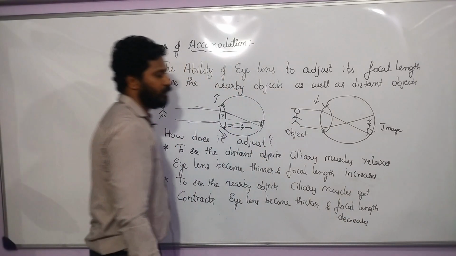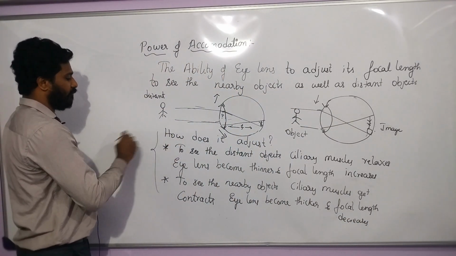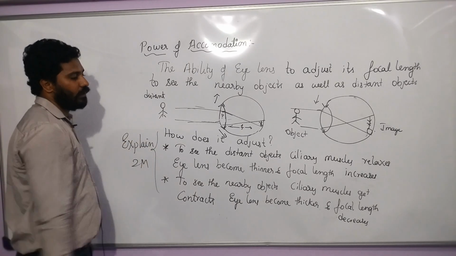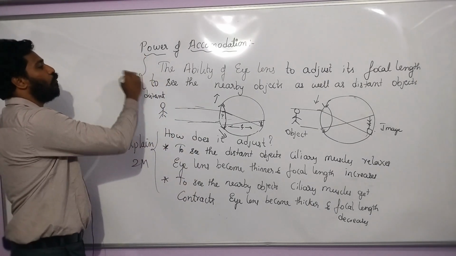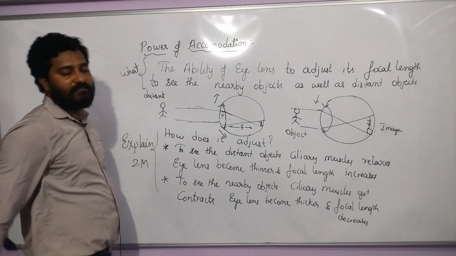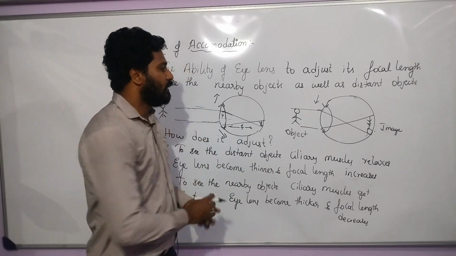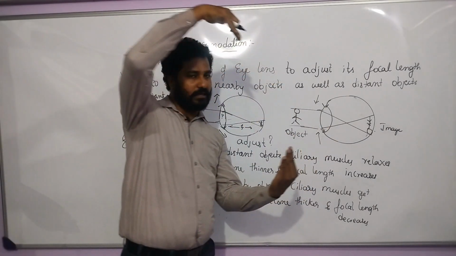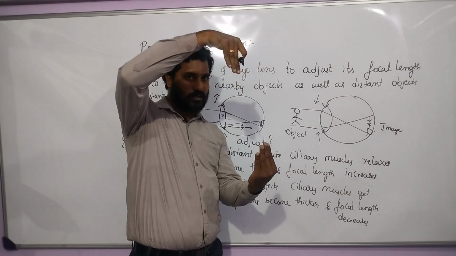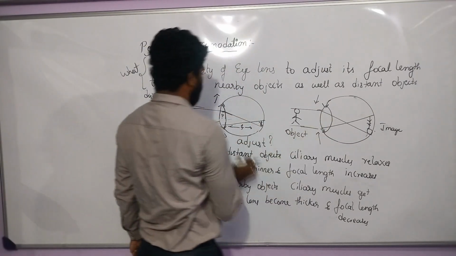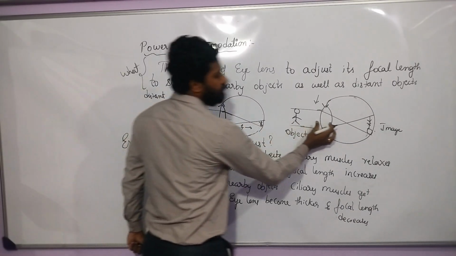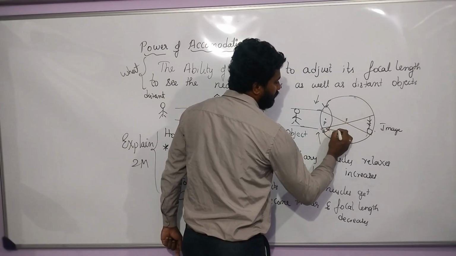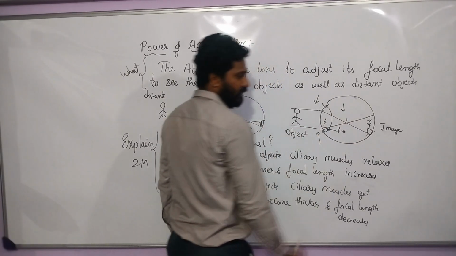Very important for you. If they ask you to explain the power of accommodation, you have to answer this for 2 mark questions. If they ask what is power of accommodation, that is the 1 mark question. When you see the nearby object, the ciliary muscles contract, this becomes thinner and this becomes thick, and this distance is the focal length. So the focal length decreases.